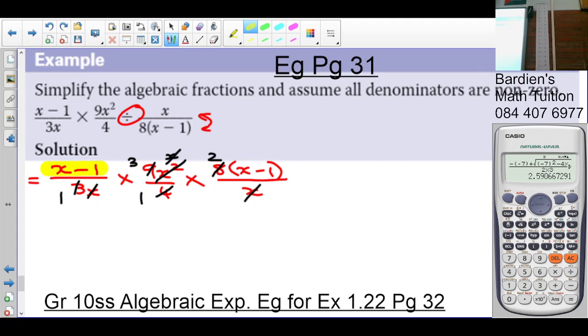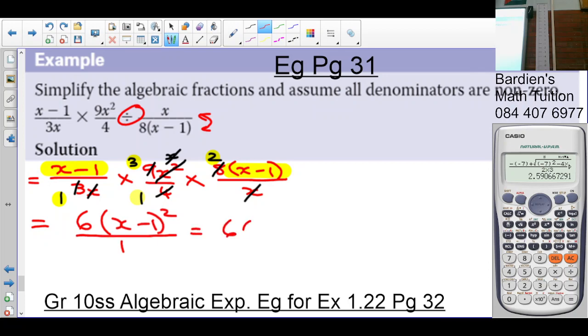x minus 1, 3, 2, x minus 1. And what is in the denominator? 1. You all understand? There are all these little ones here. Okay. So 3 times 2 is 6 into x minus 1 multiplied by x minus 1. X minus 1 squared over 1, which is simply 6 into x minus 1. Okay, you guys understand? Would you like to write this one down? Okay, I'll pause the video.